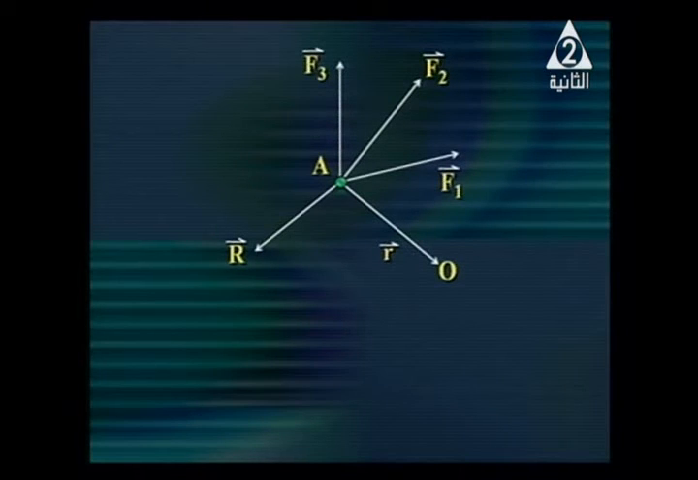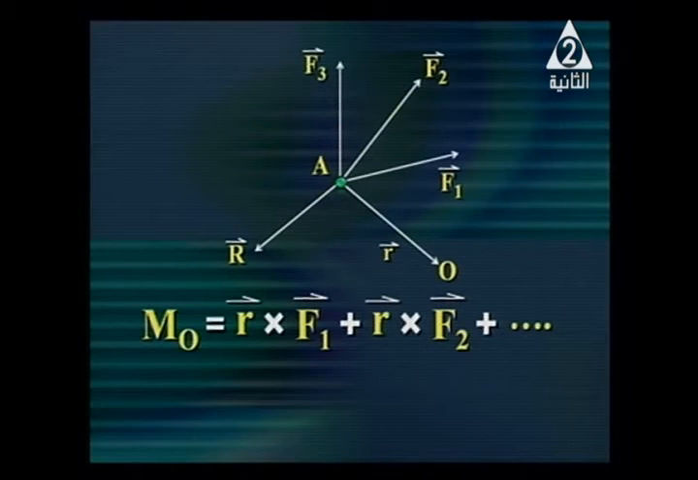The position vector of A relative to O, the origin point, is R. What is the resultant? The sum of moments of all forces F1, F2, F3, and Fn at a point A equals the moment of the resultant of these forces at this point. Look: the moment about point O equals R cross F1 plus R cross F2 plus so on to R cross Fn.